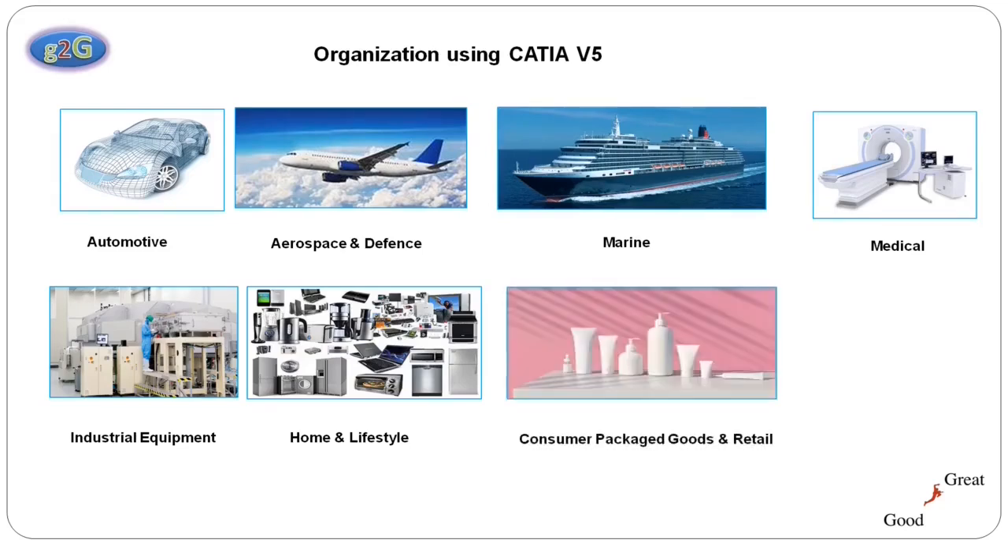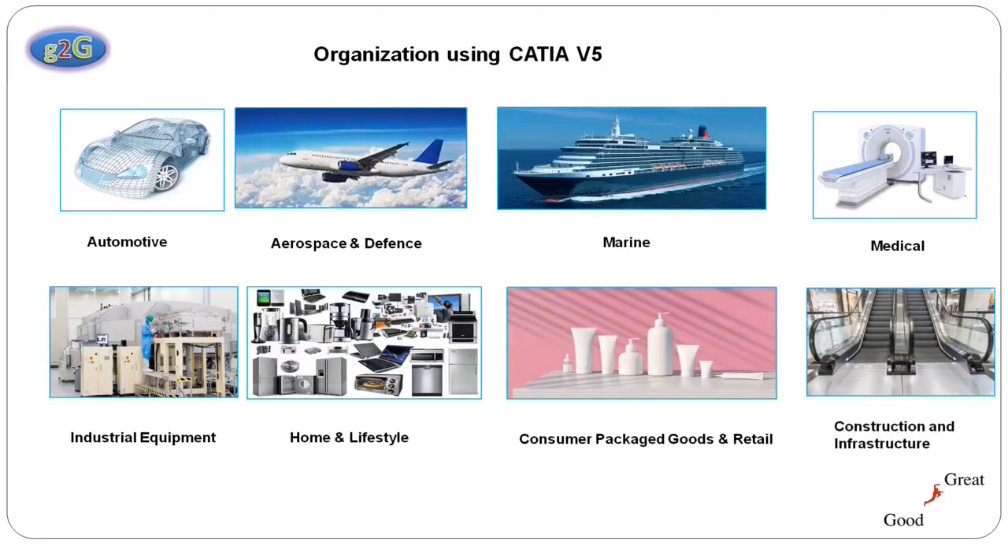The next segment is consumer packaged goods and retail. In day-to-day life, we use different types of creams, medicines and gels. All of these are packed in a specific packaging box. All this packaging is designed in CATIA V5. The next segment is construction and infrastructure. You can see the lifts and elevators in malls, in commercial buildings, in residential buildings. These are all designed in CATIA.